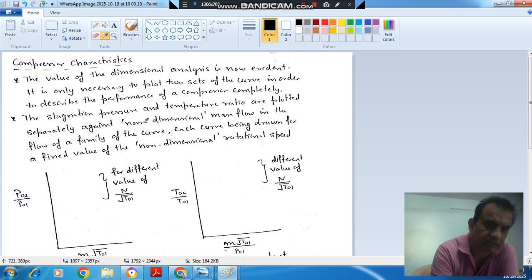Second point: the stagnation pressure and temperature ratio are plotted separately against non-dimensional mass flow in the form of a family of curves, each curve being drawn for a fixed value of non-dimensional rotation. So here we have taken pressure ratio and here non-dimensional mass flow rate, and will plot the graph for different values of non-dimensional speed. And here we will take temperature ratio and here non-dimensional mass flow rate, and plot the graph for different values of non-dimensional speed.